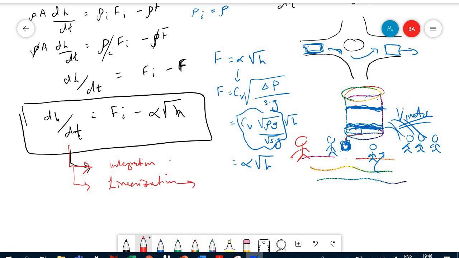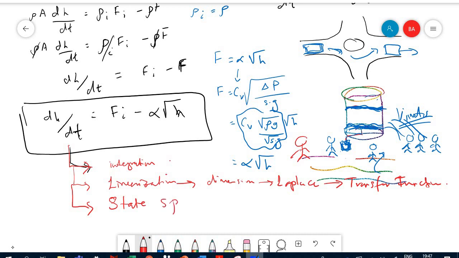and take it to another space, or sorry, another dimension. There are many other dimensions by the way, but this dimension is Laplace, and we get something called transfer functions. Or we can solve it through taking it to another dimension called the state space. So this is like a matrix dimension, if I would call it. It's a matrix dimension.